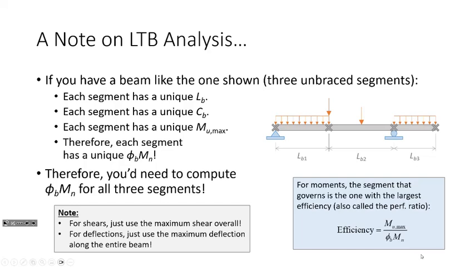For shears, what you would do is you just use the maximum shear overall. And I say this with the caveat that that's if shear is like what we've been doing so far. In other words, where shear just hasn't really been a problem. If shear becomes a problem, well then shear design becomes a unique animal in and of itself. But if shear values are relatively low, just use the maximum shear for a performance ratio.